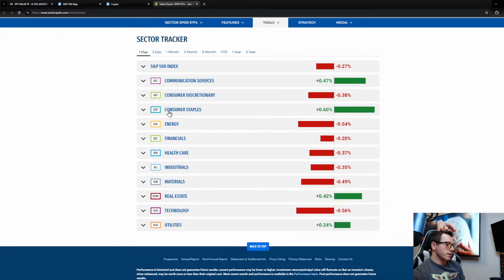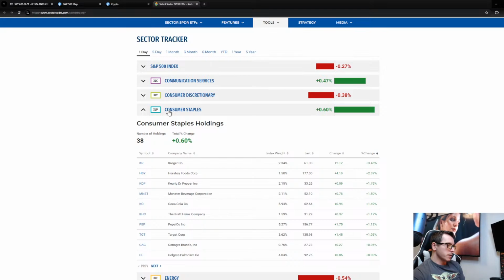Out of curiosity, I'm wondering what was the biggest gainer today. So it looks like Kroger is the biggest gainer, along with Hershey Foods, in the consumer staples market. So that would be interesting. Let's go check out Kroger and Hershey's for a second.